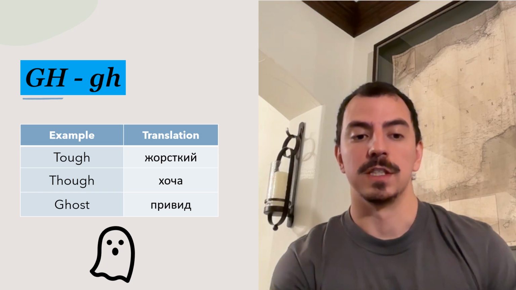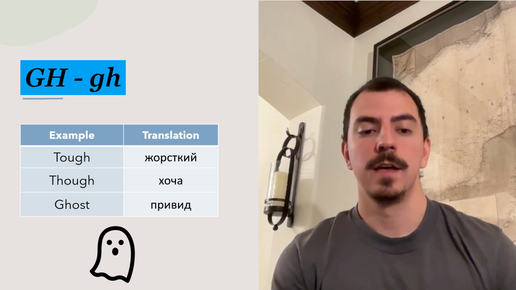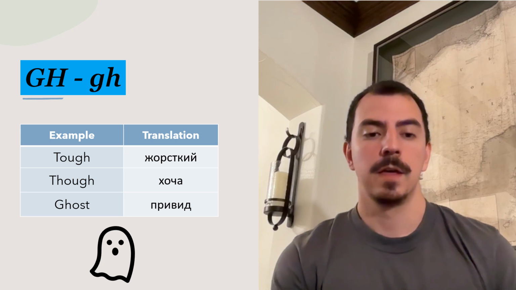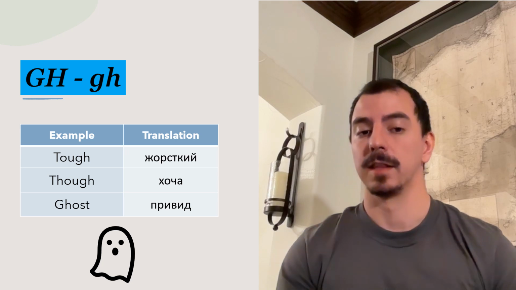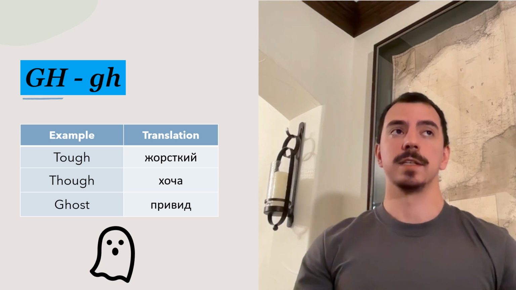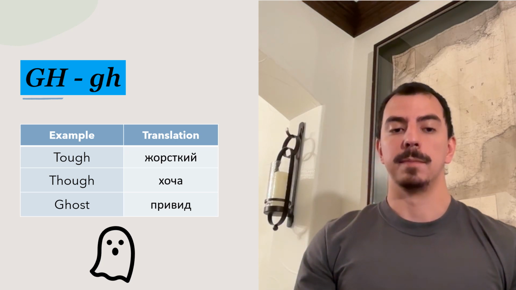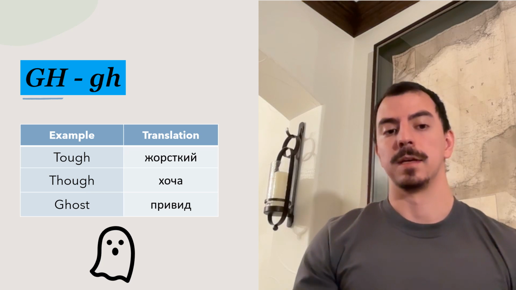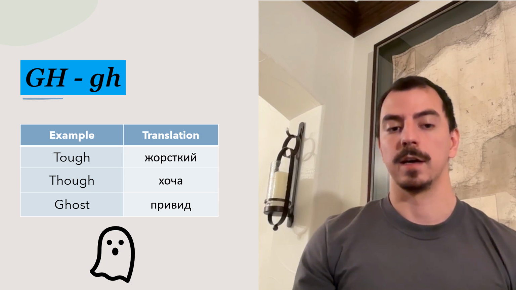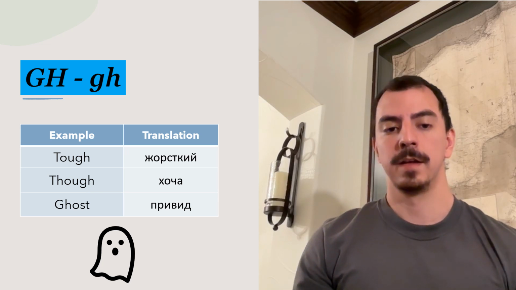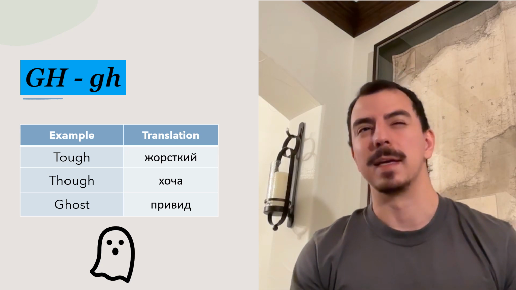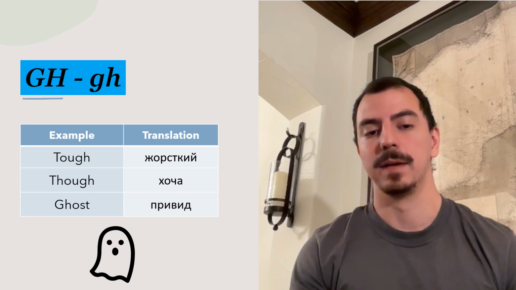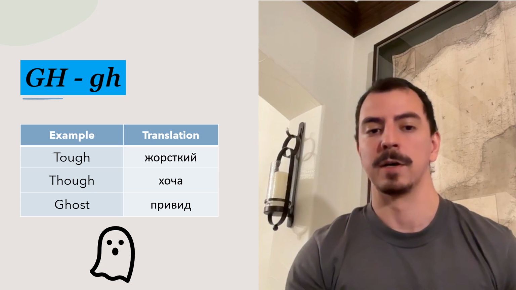The next example is ghost, where it's a silent H and a hard G, ghost. There's a few words that have this. It's not too many, so maybe it's not the most important thing, but usually if you see GH at the front of the word, you'll pronounce a hard G and a silent H. So ghost. There might be a little hint of the H sound, but it doesn't really have to be worried about.